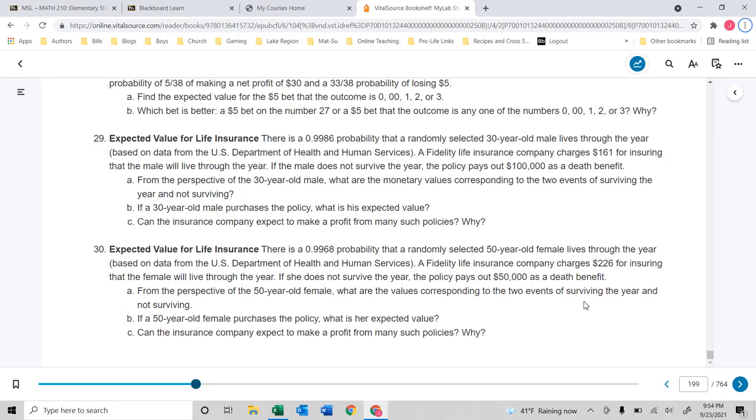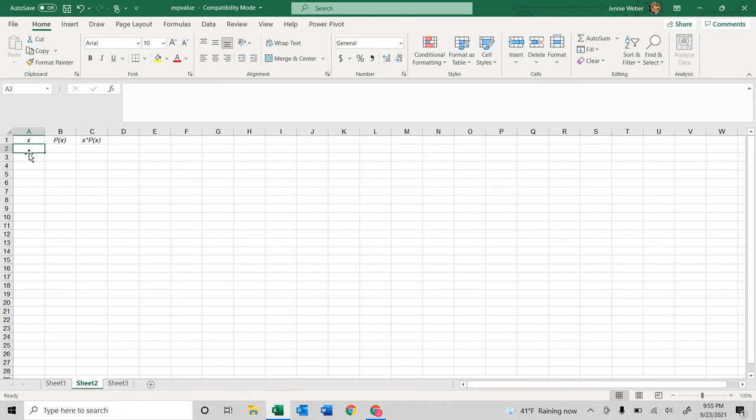This is based on the U.S. Department of Health and Human Services, and this makes sense for us, right? It's a pretty good probability that a random 30-year-old male lives through the year. Fidelity Life Insurance Company charges $161 for insuring that the male will live through the year. If he doesn't survive the year, they pay out $100,000. So from the perspective of this 30-year-old male, what are the monetary values corresponding to the two events of surviving and not surviving? Well, if he survives the year, he's out $161 for being insured.